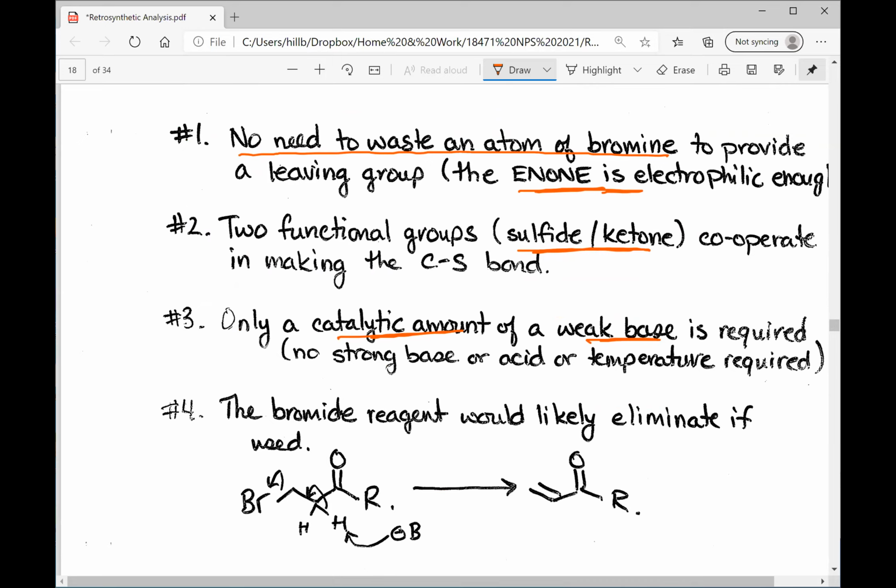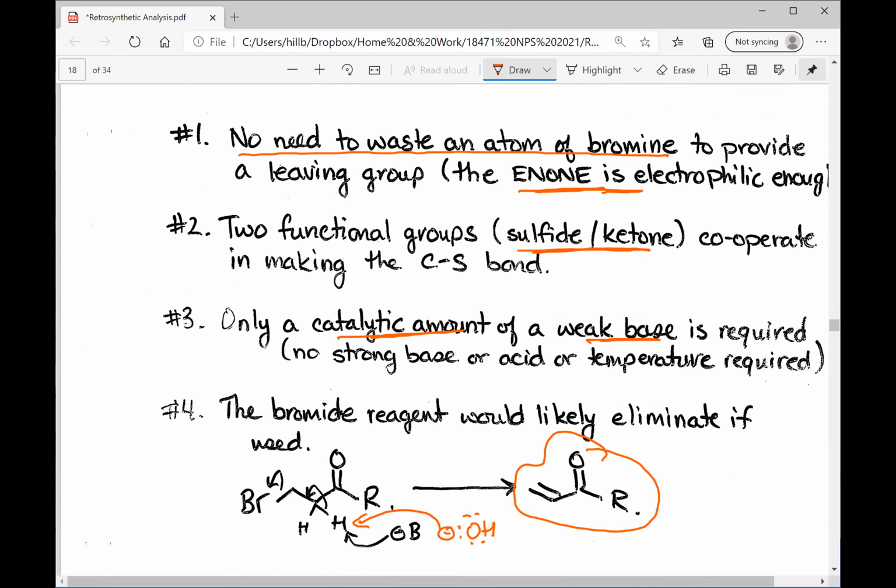If you tried to make this bromine and you didn't deprotonate your thiol first, and you just had, say, hydroxide, there is a real possible side reaction of you eliminate this, and then you end up making this thing anyway, which is a better reagent in itself.